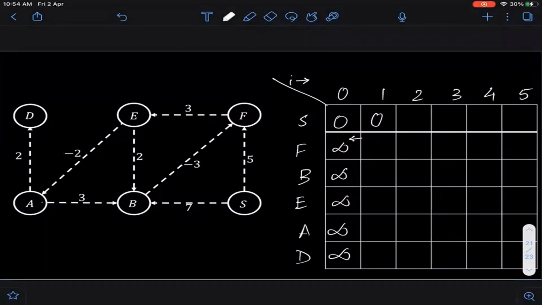It's the edge SF. Okay, so I am in the second case, and the sub case that I'm looking at is the edge SF. That's giving me a value of 5. There is another incoming edge to F as well. Which is the other incoming edge? BF is the other incoming edge.